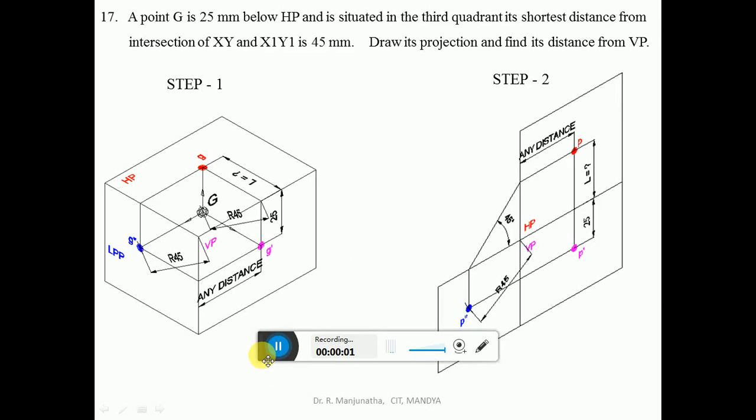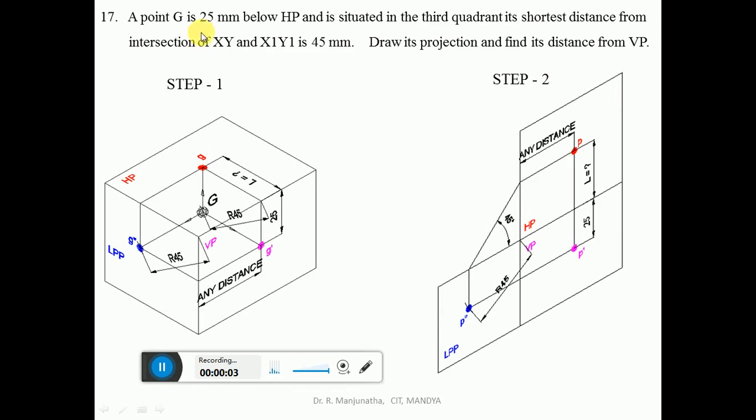Now, point capital G is 25 mm below HP and is situated in the third quadrant. Its shortest distance from the intersection of xy and x1y1 is 45 mm. Draw its projections and find its distance from VP. So here the point G is 25 mm below HP and is situated in the third quadrant. So obviously we have to take this third quadrant.